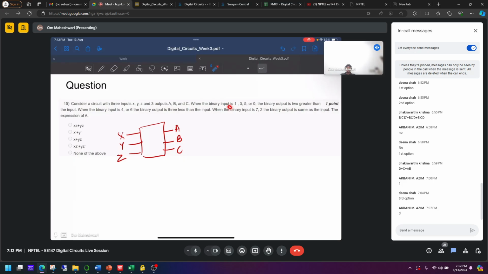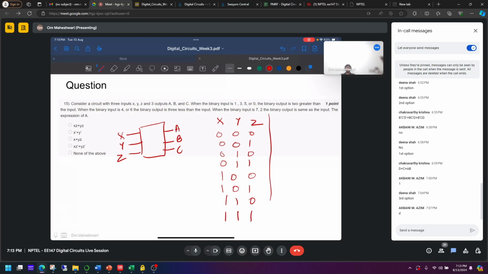When the binary input is 1, 3, 5, or 0. So what does this mean? This is your input, right? X, Y, Z can be 000, 001, 010, 011, 100, 101, 110, 111. And our outputs are A, B, and C. I'll write just the numbers also: 0, 1, 2, 3, 4, 5, 6, 7.